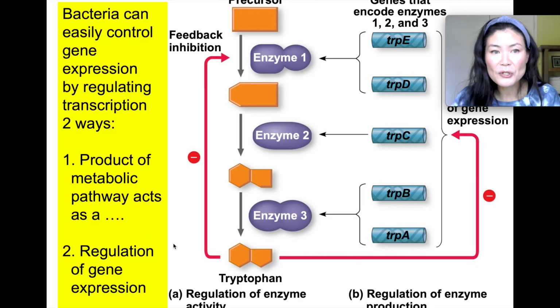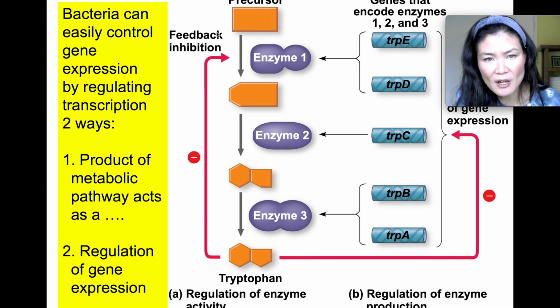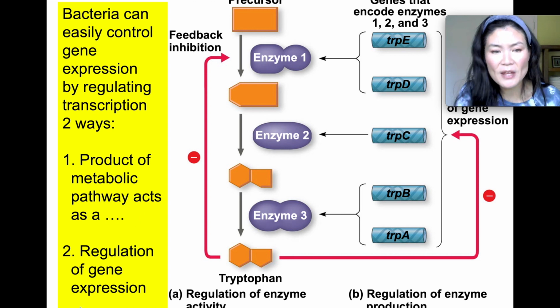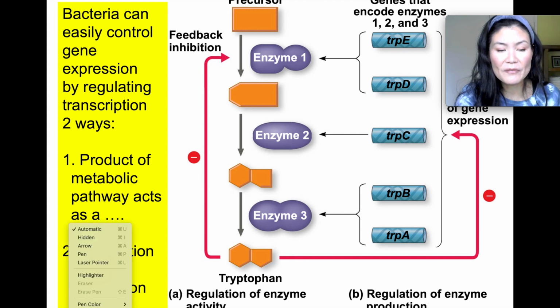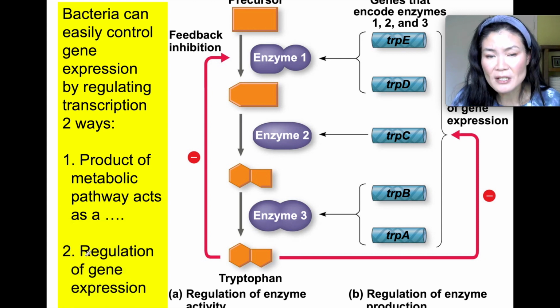And so there are two ways that bacteria can control a metabolic pathway that is controlled by enzymes. Bacteria can easily control gene expression by regulating transcription in two ways. Well, actually, the first option is not a way that they're going to prevent transcription from happening, but we do call it a way of controlling gene expression, because it is controlling a metabolic pathway.